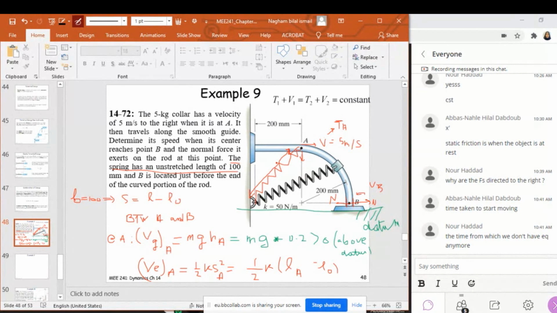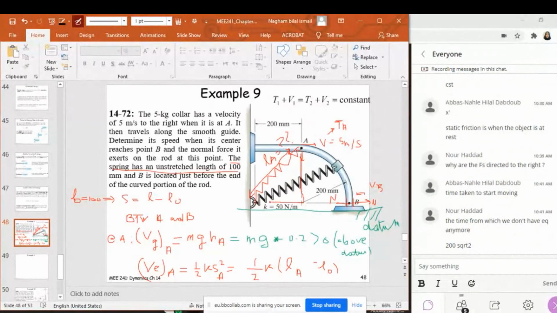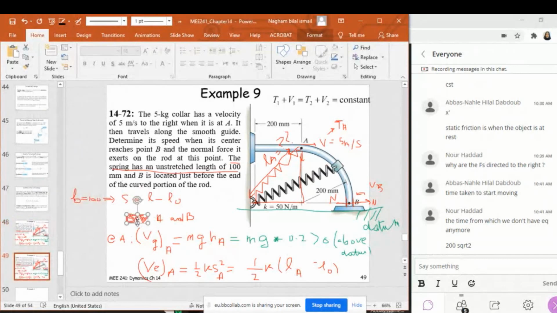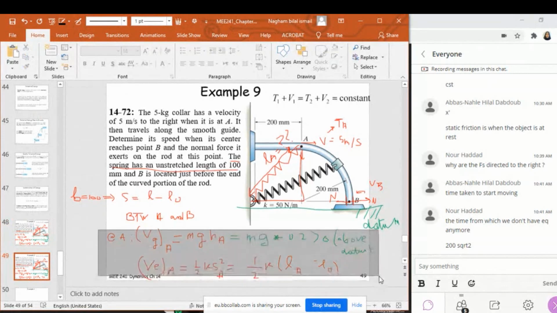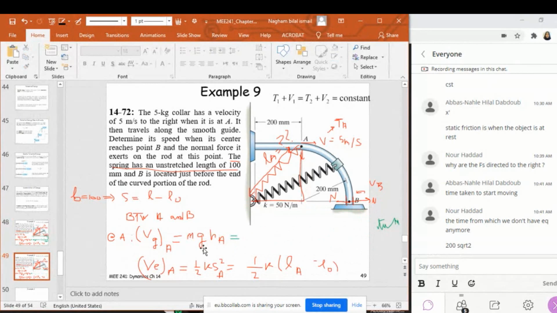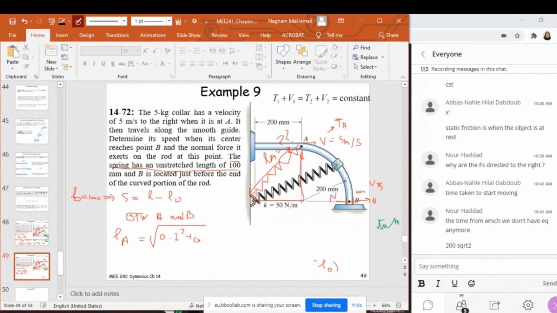What is LA, guys? What is the current length of the spring at A? I know that this is 200 millimeters, and I know that this is also 200 millimeters. So yes, LA, I'm gonna duplicate this. Sorry, guys. All right, so LA will be equal to radical 0.2 squared plus 0.2 squared. And this means, guys, that it's equal to 0.28.